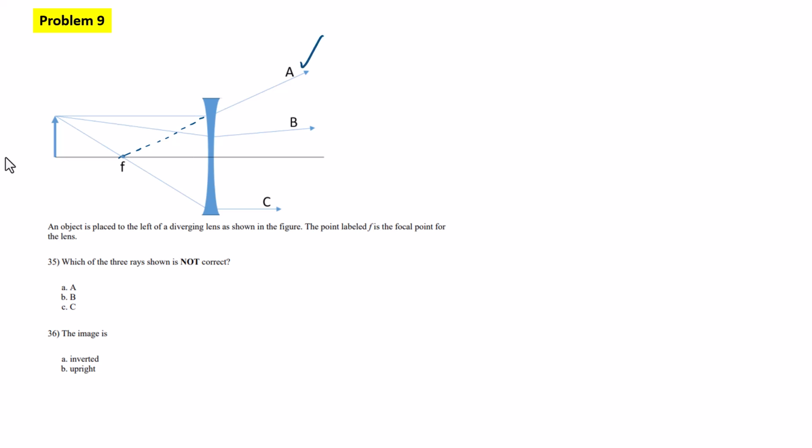Ray C, on the other hand, a ray that goes through the focal point, gets refracted in such a way that it should be parallel to the axis. So that one is also okay. The one that is wrong is ray B, because if I draw the focal point on this side of the lens over here, a ray that appears as though it's going through the focal point should be refracted parallel to the axis. And you can see here that this one is not parallel, so that one would be incorrect. So I would go with B as being the correct answer.